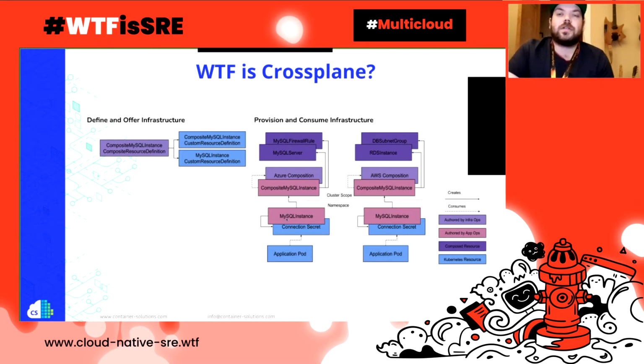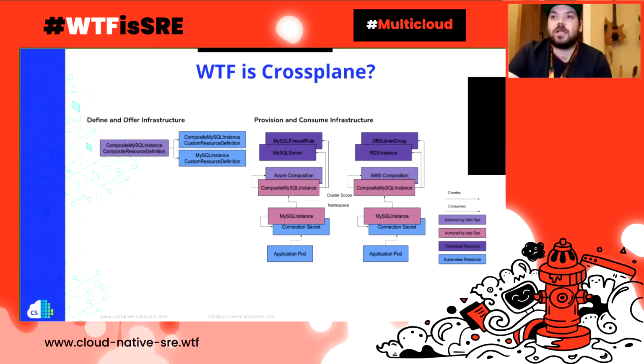So once your developer asks for your composite resource, in this case, a MySQL instance, the operator will actually create the composite resource from that, right? Just like your storage provisioner creates the PV from the PVC. Once that gets created, it checks some metadata, which informs the operator which environment it's going to deploy to. And depending on which environment you want to deploy to, that will invoke a composition.